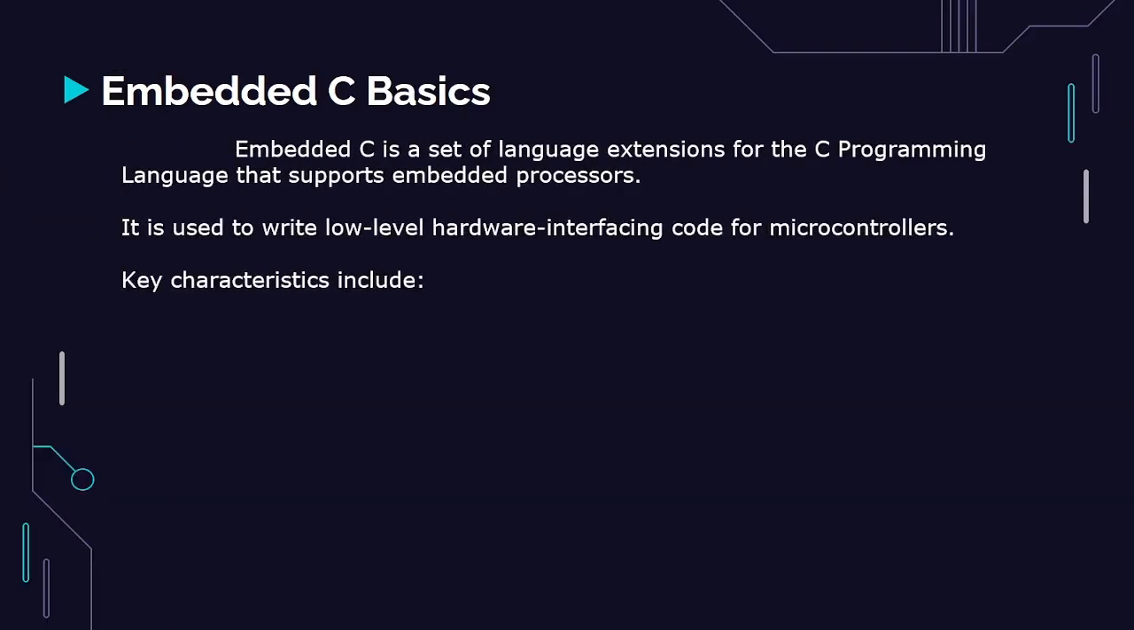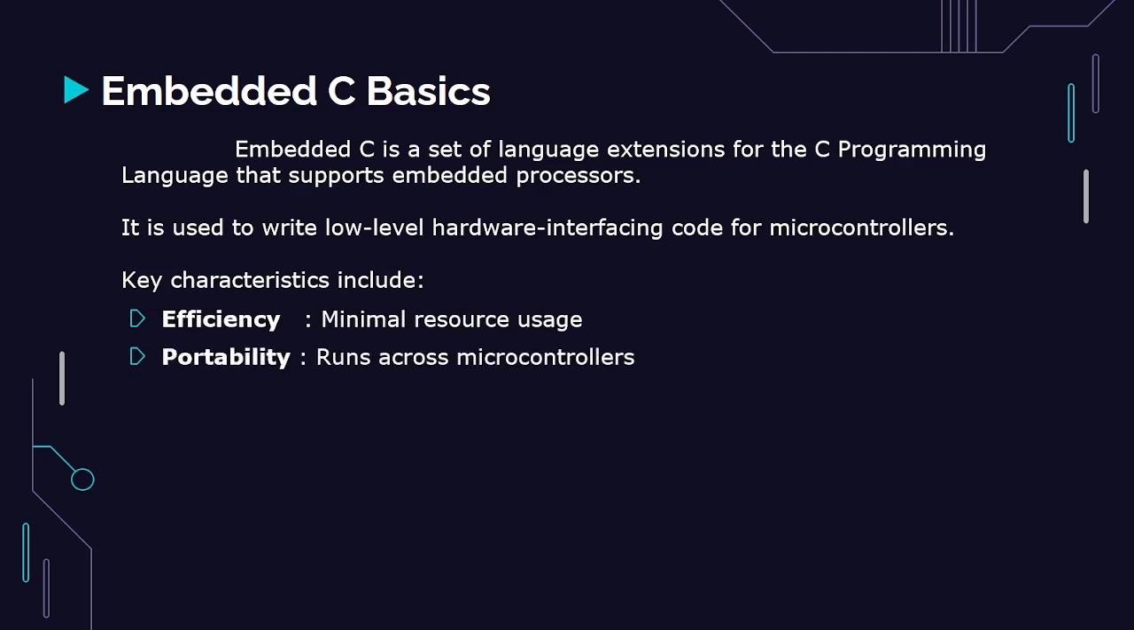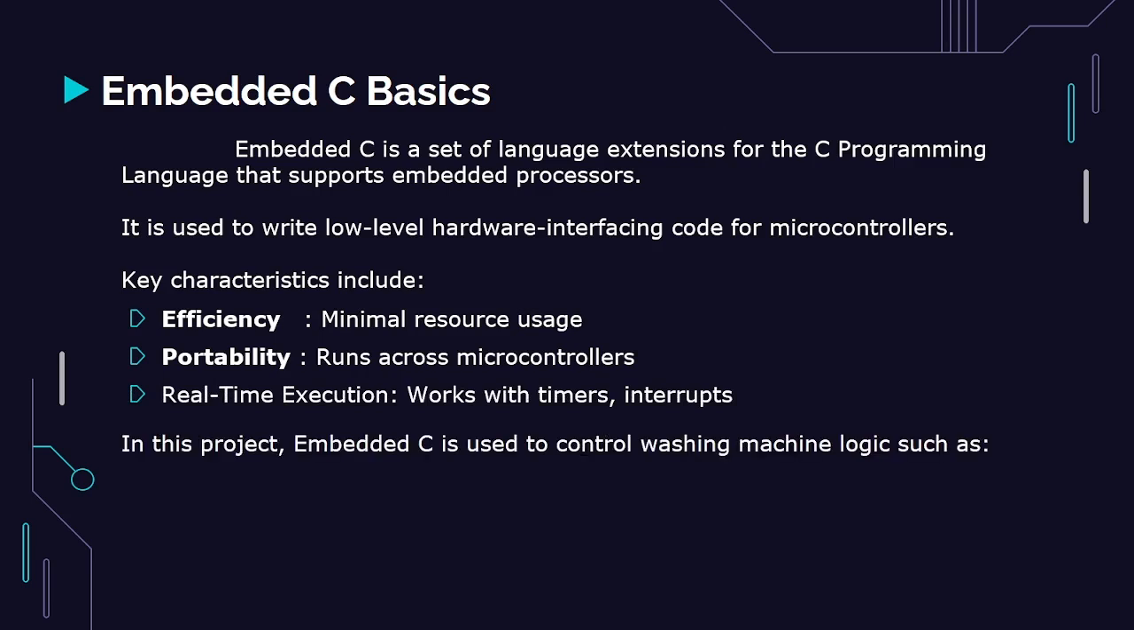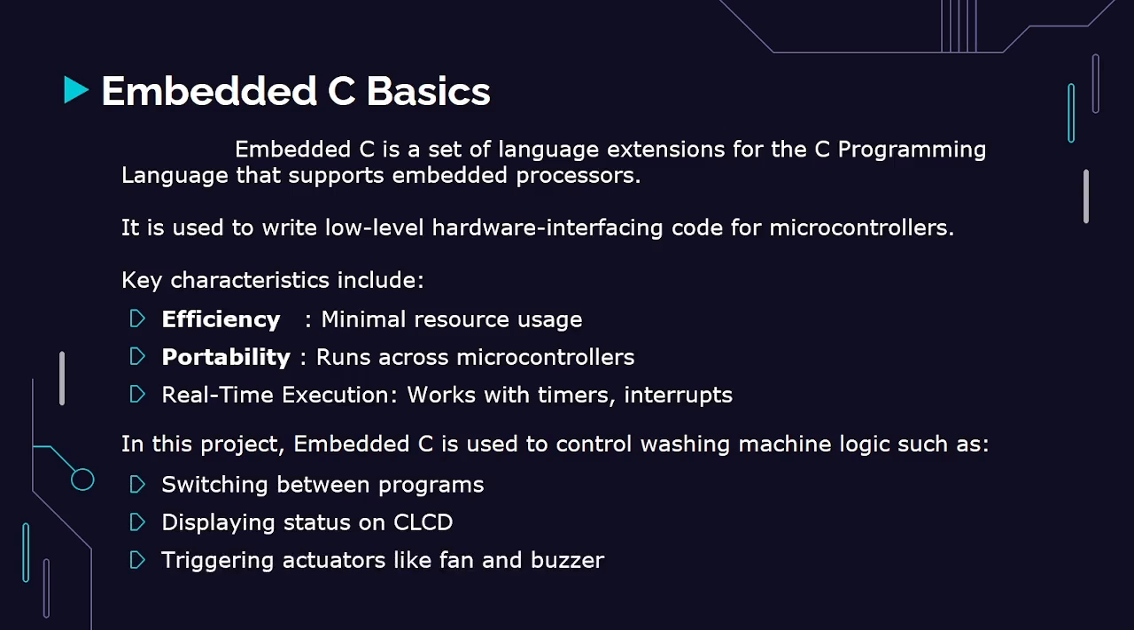Embedded C basics. Embedded C is a set of language extensions for the C programming language that supports embedded processors. It is used to write low-level hardware interfacing code for microcontrollers. Key characteristics of embedded C: efficiency, minimal resource usage, portability, runs across microcontrollers, real-time execution, works with timers, interrupts. In this project, embedded C is used to control washing machine logic such as switching between programs, displaying status on CLCD, triggering actuators like fan and buzzer.